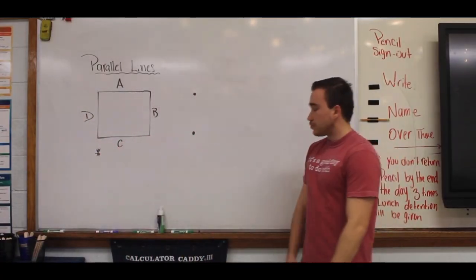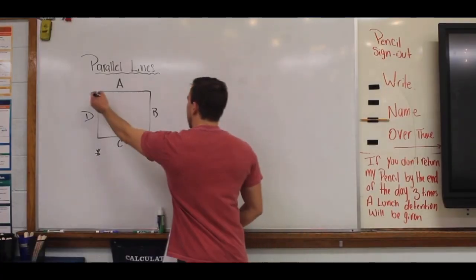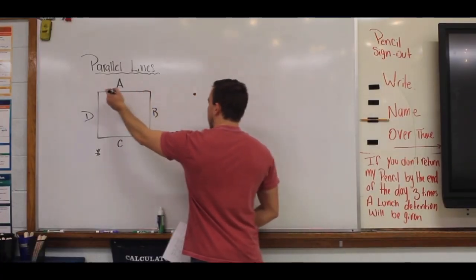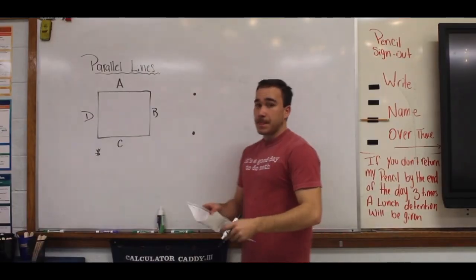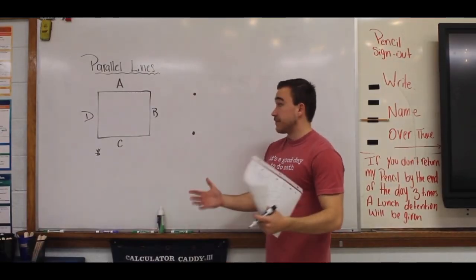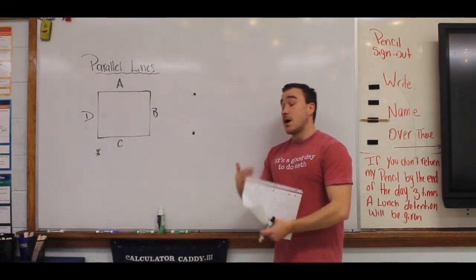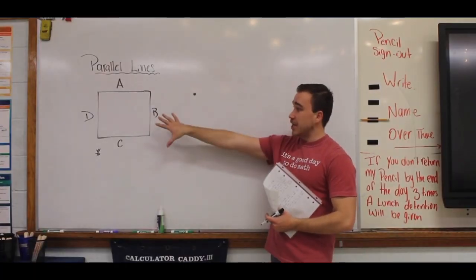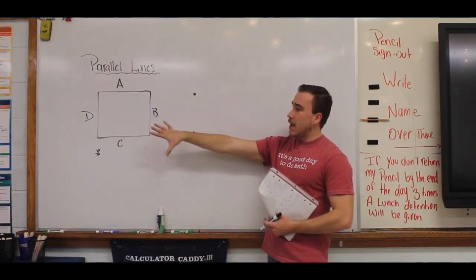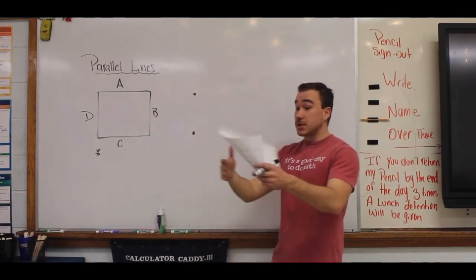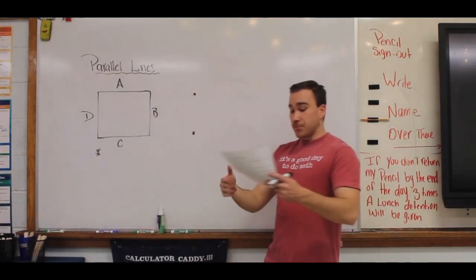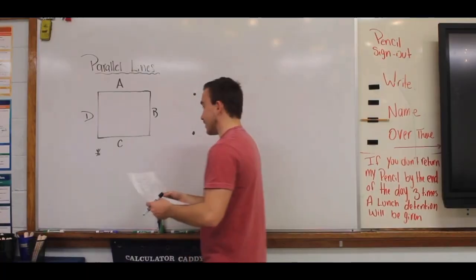So imagine line A going on forever and line C going on forever. Do you think they're ever going to cross if they keep going on forever? I don't think so. This type of shape is a square, and we know that line A and line C are going in the same direction and they'll never cross. So the way we show that is using arrows.